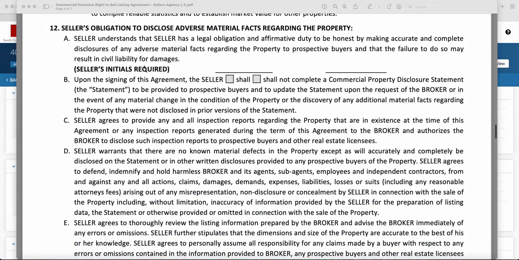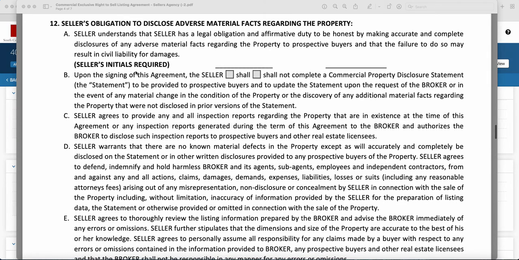Now, seller's obligation to disclose adverse material facts regarding the property. This is one that personally, as an agent, when I list a property, I want to make sure that they do give us a commercial property disclosure. Because the next one here is upon signing this agreement, seller shall or shall not complete a disclosure to be provided to folks. I personally like to make sure we get that because it covers us as the agent and the sellers as well. So as I recommend to them, if you put it on the sheet and the buyer bought the property and they try to come back for you later for it, you know that you at least disclosed it. If they didn't, it just gets a little bit muddier.